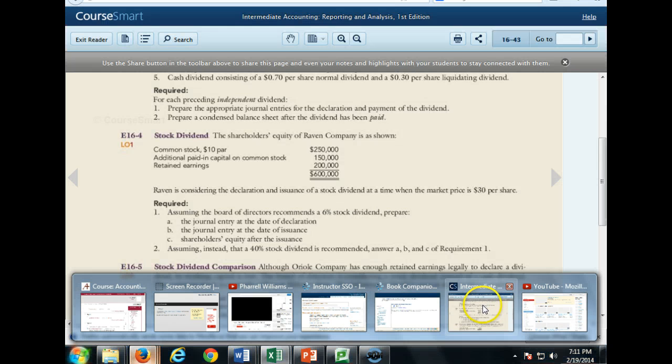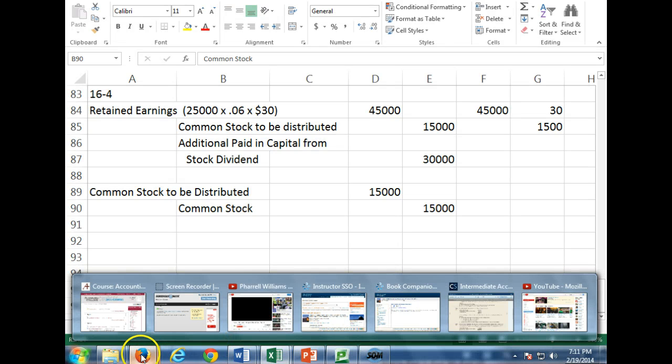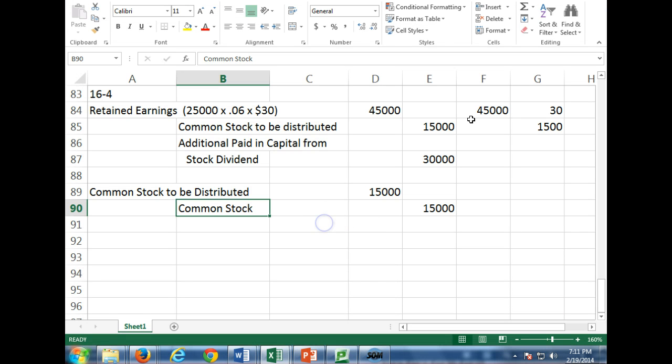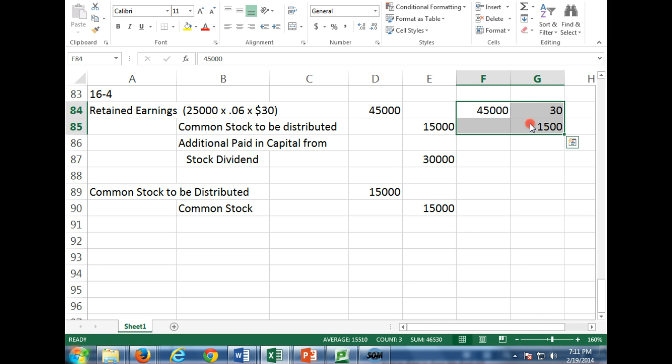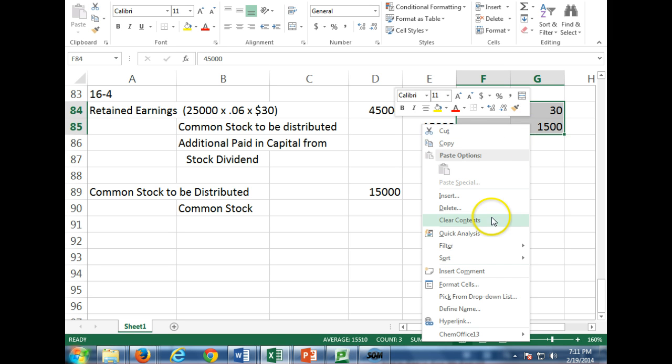Any questions? Yes. So in that first entry, when you're crediting common stock to be distributed, would that technically be like a liability? Yes, it's technically like a liability. Exactly, because we're supposed to do it, but we haven't done it yet.